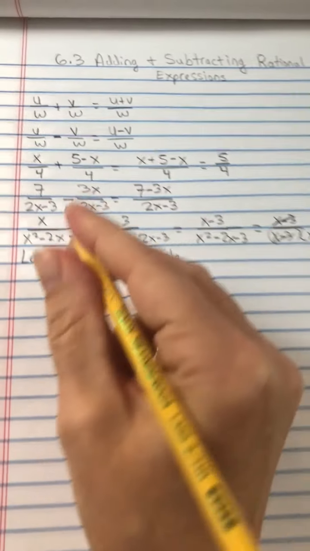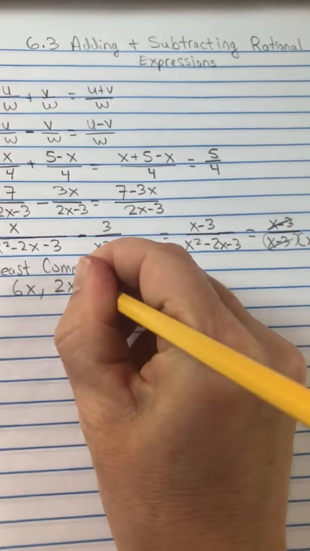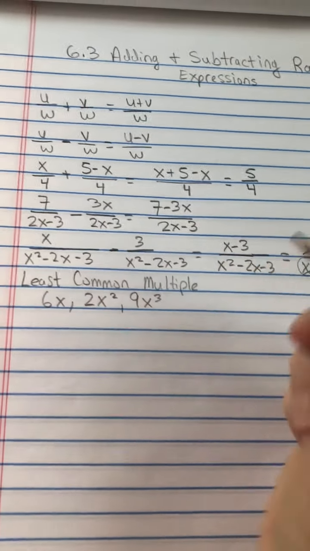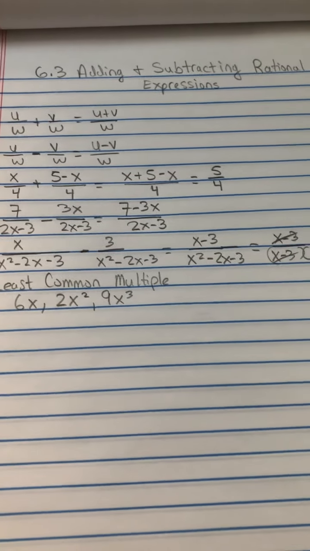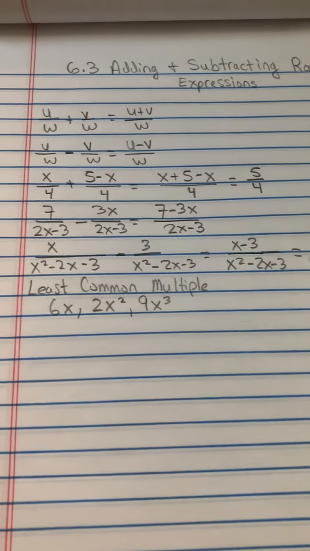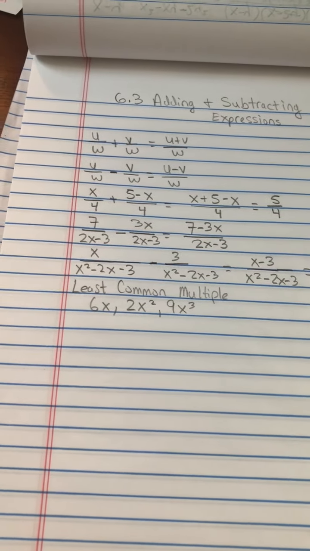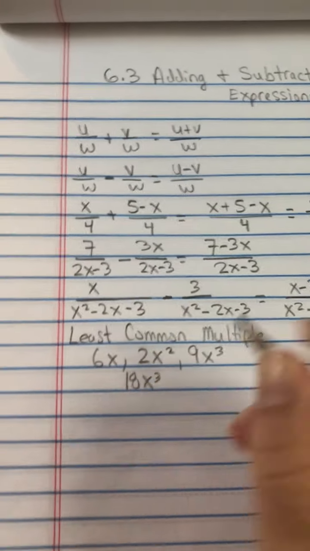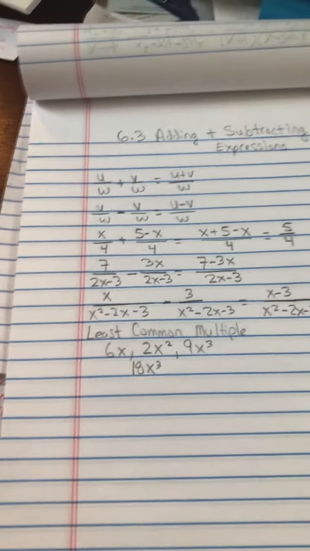So the least common multiple between 6x, 2x squared, and 9x cubed. Okay, you don't want to find the greatest common factor, all right? So between 6, 2, and 9, it's going to be 18, right? 6 goes into 18, 2 goes into 18, 9 goes into 18. And then between x, x squared, and x cubed, it's going to be x cubed. So 18x cubed, 6x goes into there, 2x squared goes into there, 9x cubed goes into there.